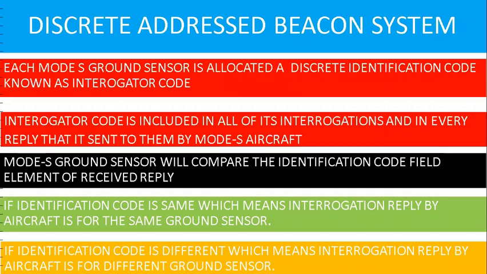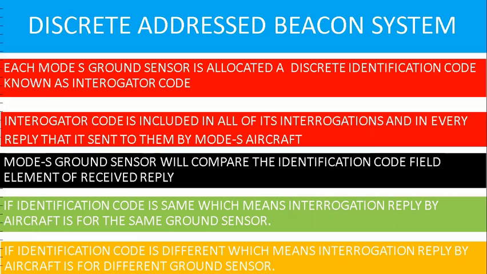The 24-bit aircraft address is unique to each aircraft, and the Mode S surveillance technique uses this unique aircraft address to interrogate selectively with each aircraft. In addition, each Mode S ground sensor is allocated a 4-bit discrete identification code, which is known as the interrogator code. This interrogator code is included in all interrogations. The Mode S transponder sends the reply to the Mode S ground sensor. This downlink format also contains this interrogator code.